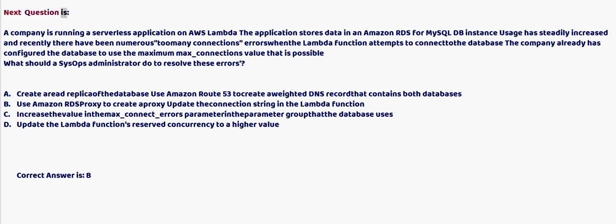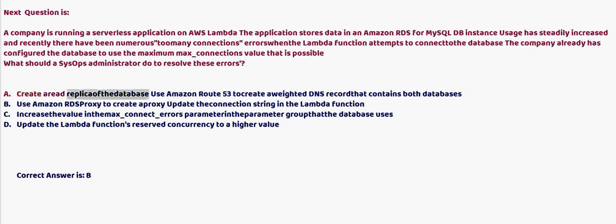Next question is: a company is running a serverless application on AWS Lambda. The application stores data in an Amazon RDS for MySQL DB instance. Usage has steadily increased, and recently there have been numerous "too many connections" errors when the Lambda function attempts to connect to the database. The company already has configured the database to use the maximum max_connections value that is possible. What should a SysOps administrator do to resolve these errors?